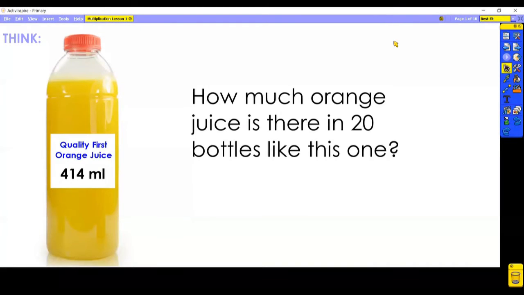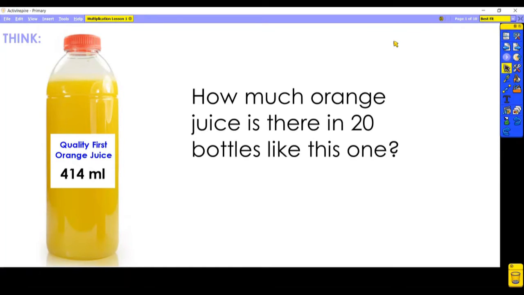In this week's maths, we'll be reviewing our knowledge of multiplication and division. These are incredibly important skills as a mathematician, and it's important that we understand them well. So the question we're being asked is, how much orange juice is there in 20 bottles like this one?